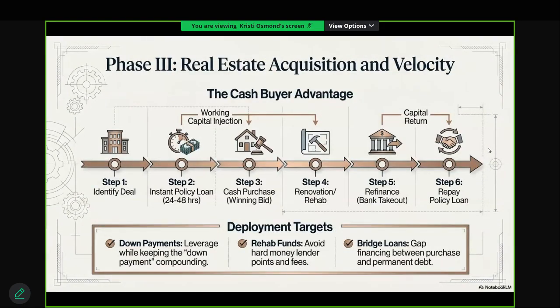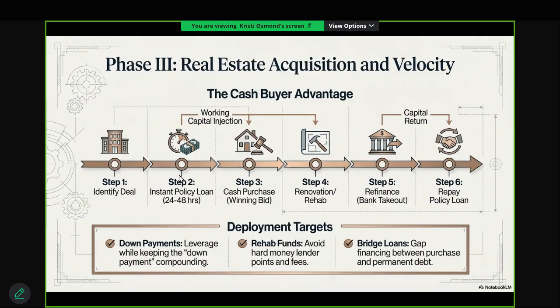This one is on real estate acquisition and velocity. I'm probably going to table this for another day because real estate can go down its own rabbit hole. But basically, understand that the liquidity you have in your policy allows you to take advantage of opportunities you might normally not be able to take advantage of. So, the fact that you can pay cash for a house.